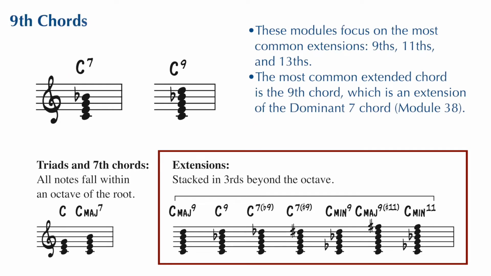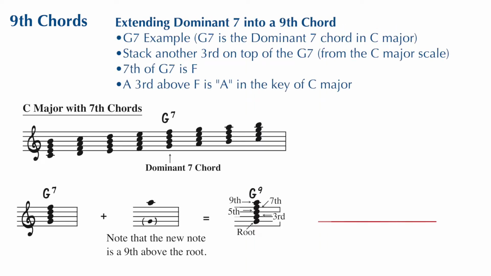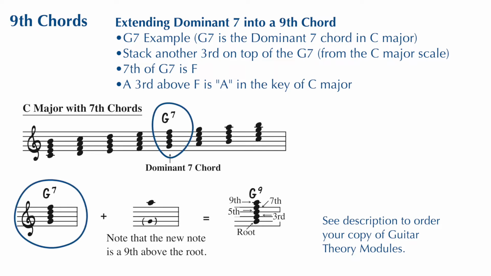There are several types of chord extensions, but you don't have to learn them all at once. These modules focus on constructing and playing the most common types. The most common extension is the 9th chord, which is an extension of the dominant 7 chord. To learn how to extend a dominant 7 chord into a 9th chord, let's take a look at the G7, which is the dominant of C major.